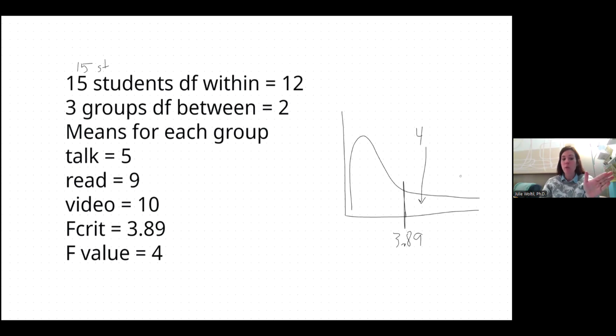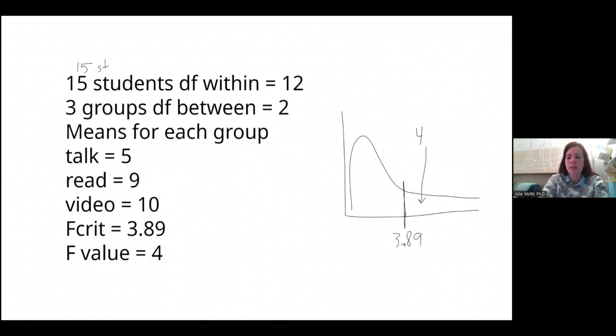In fact, if I were to just look at it, I can see that there's a mean difference in their performance. Those who just heard it remembered 5 items versus those who had the story read to them remembered 9 items, and those who watched a video about it remembered 10. So this is when we could do a test of honestly significant difference, okay? Remember, this is called our HSD.